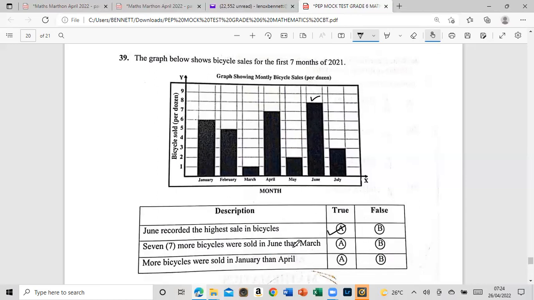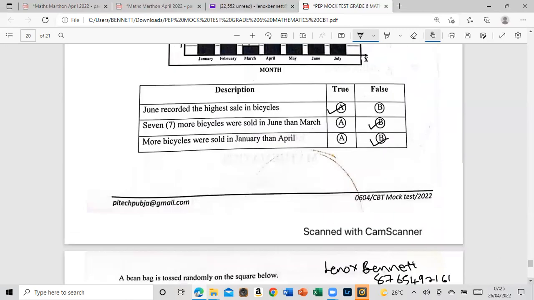7 more bicycles were sold in June than March. So March, right, here's 1 and this is 8. However, it's by the dozen. So it will be 8 times 12, right? The difference is not 7, it's 7 times 12. So that is false. Very nice question. What about April? That is false. So if you have false, false, you are correct.